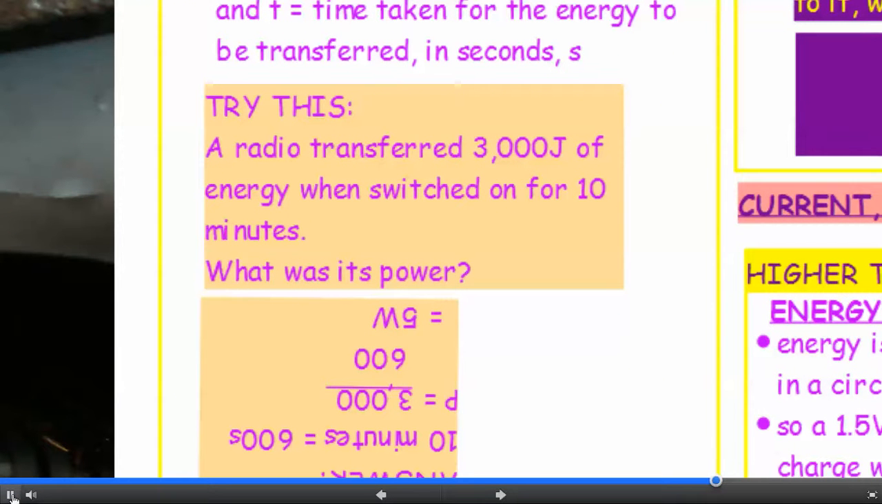So have a go at this. A radio transferred 3,000 joules of energy when it was switched on for 10 minutes. Calculate its power. Stop the video, have a go at that, and then look upside down and check your answer.